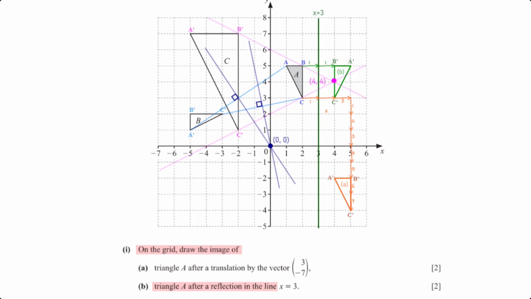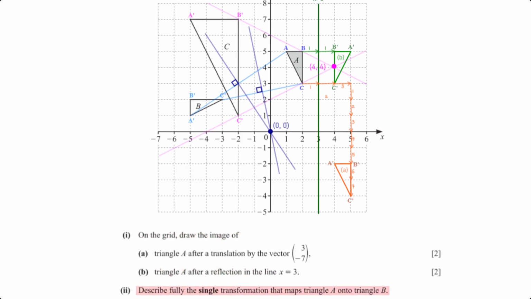So for point B on the triangle, since we move 1 unit to the right to touch the line of reflection, we also need to move 1 unit to the right from the line of reflection to pin the new position of point B. We need to repeat the same process for points A and C on the triangle as well. When we are done, we are able to map out the reflected image of triangle A.